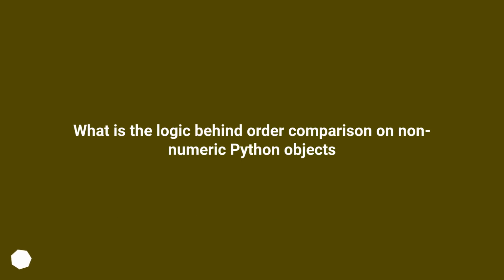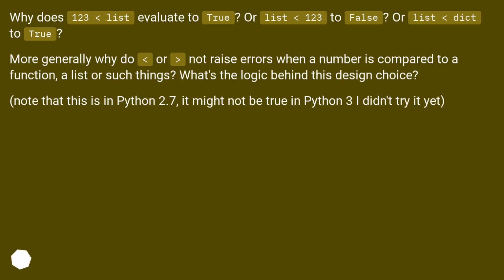What is the logic behind order comparison on non-numeric Python objects? Why does 123 is lower than list evaluate to true? Or list is lower than 123 to false? Or list is lower than dict to true?